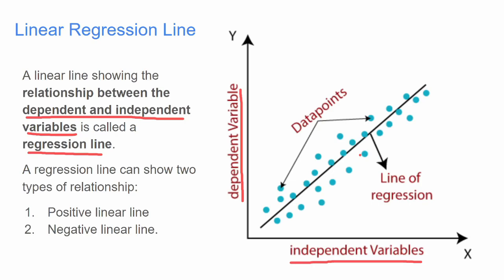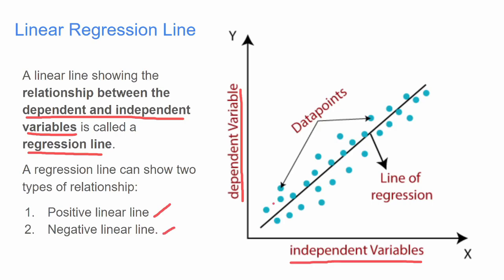And above and below the line you see the points. These are called data points, scattered in the scatter chart. The blue dots are called data points, and this black line is the line of regression. Basically it shows the relationship between dependent variables and independent variables. This is the best fit line. And a regression line can show two types of relationship: one is a positive linear line, and one is a negative linear line.